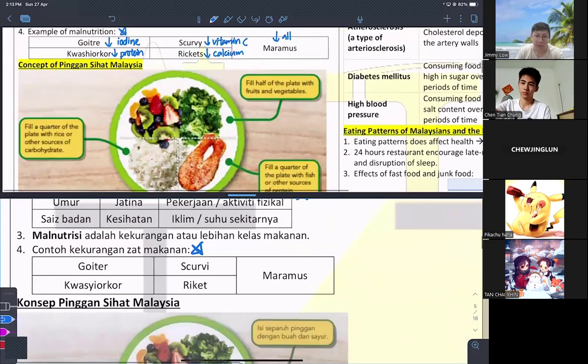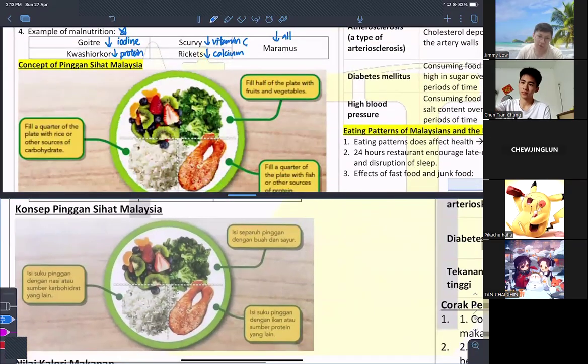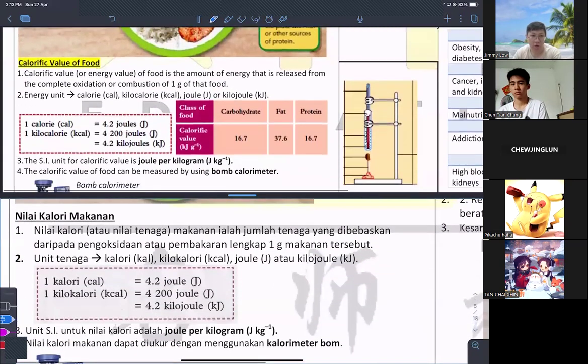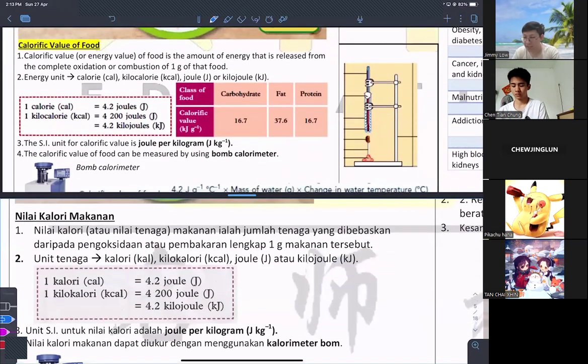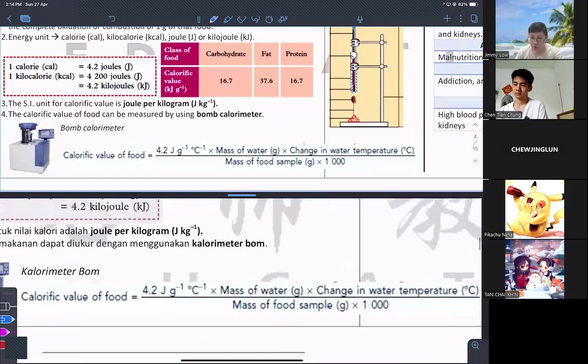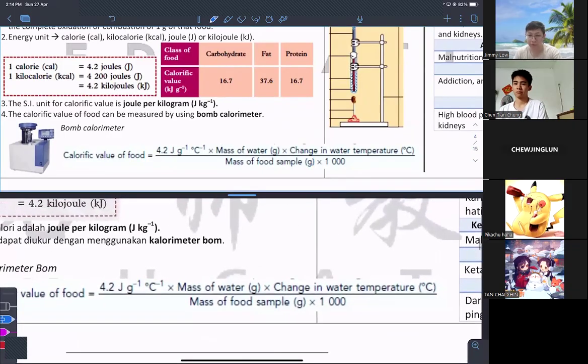Then konsep pinggan sihat Malaysia, as long as you are a normal person, a human being, then you know how to deal with the question. So calorific value is important. They ask in experiment or they'll ask in your bahagian A, bahagian B. Anyway, they can ask. But the point is they'll give you the formula, so no need to memorize the formula here. We don't memorize formulas in science. The formula is given whenever it comes to calculation.